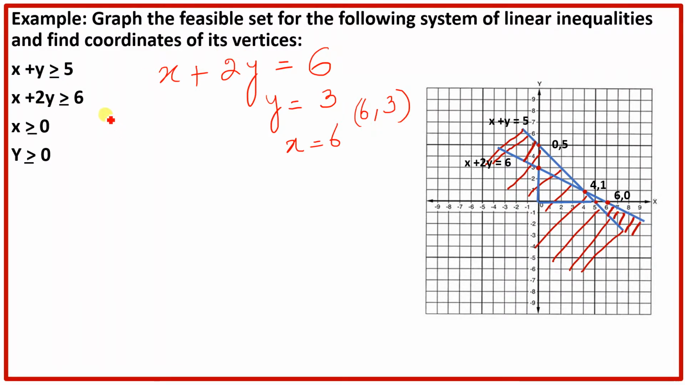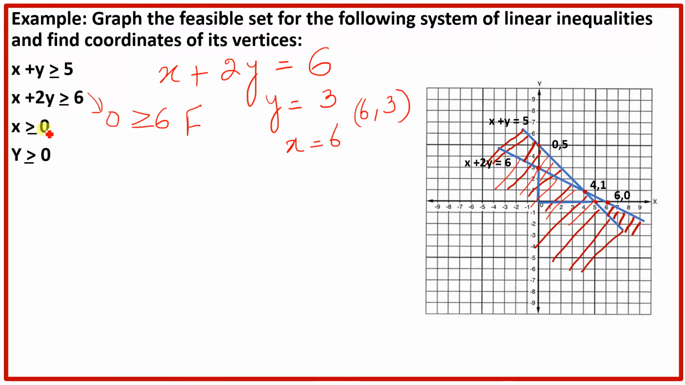Now we apply the test here. 0 is greater than or equal to 6, because in the test we have to put 0 instead of x and y. So 0 is greater than or equal to 6, which is false. And if it is false, it means this is not the solution area. This is our line, so you have to shade here that this is not the solution area. If it is true, then the solution region lies towards the origin, but both of these are false.